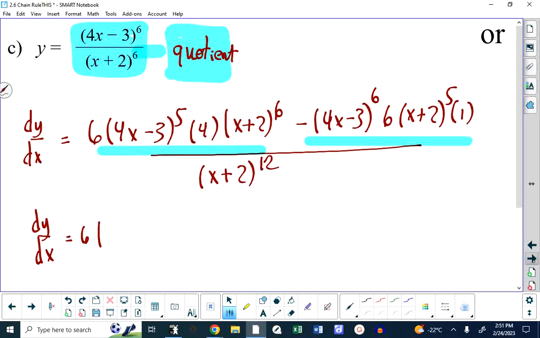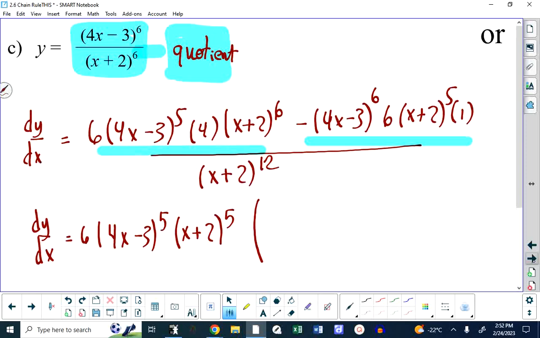I've got boatloads of 4x minus 3s. Well, not boatloads. I have 4x minus 3 to the 5 in one term and 4x minus 3 to the 6. So we take out the lowest exponent. We learned that on day 1. I also have x plus 2's running rampant. I have 6 x plus 2's in the first. I want to be careful here. When I say 6 x plus 2's, I don't mean 6 times x plus 2. I mean x plus 2, x plus 2, x plus 2. I mean I have 6 factors of x plus 2. And I have 5 in the second, which means I can take out 5.